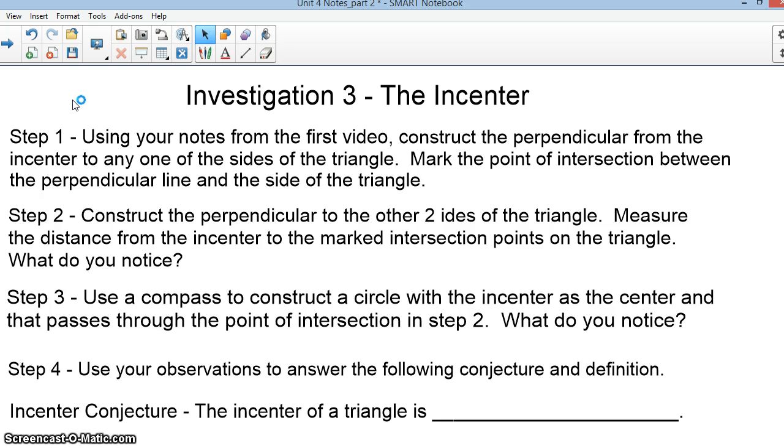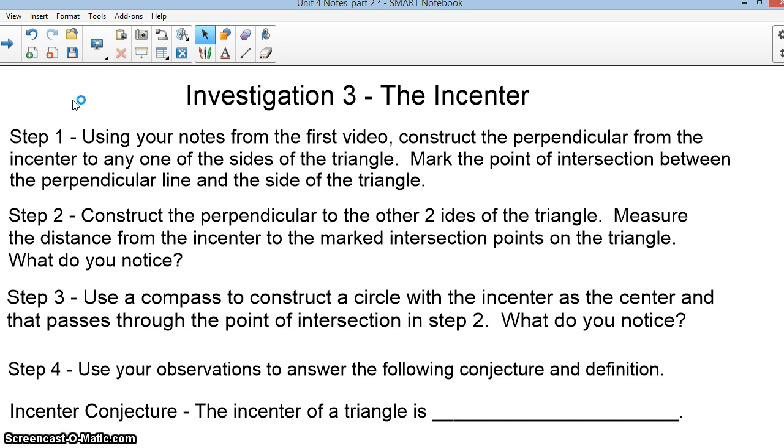Then step three, I want you to use a compass to construct a circle with the incenter as the center, where you're going to put the middle point of your compass. That circle should pass through all three points of intersection that you constructed in step two. What do you notice about those segments compared to what's going on with the circle?